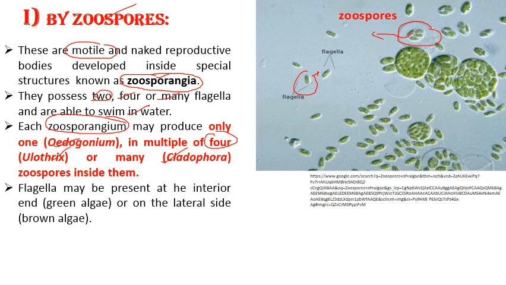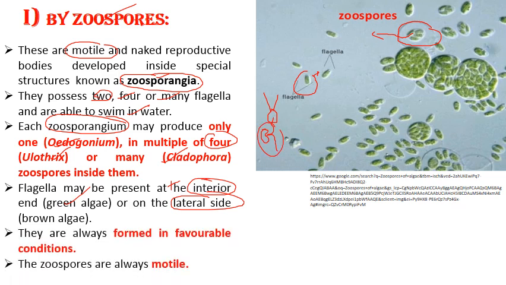Flagella may be present at the anterior end, means front end पे हो सकता है like this one, or it may be on the lateral side. तो front end पे होता है in green algae, और जो lateral side है like in case of brown algae, so it is present on the lateral side. So they are always formed in favorable conditions. ये जो zoospore है ये बनते हैं जब conditions होती हैं favorable, और ये होते हैं motile.